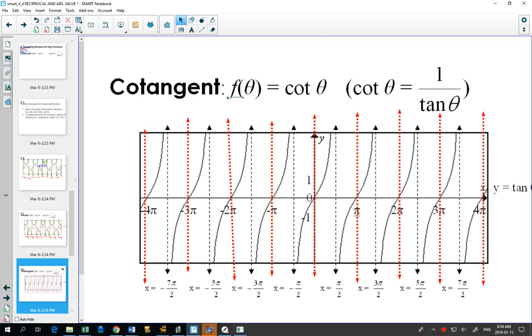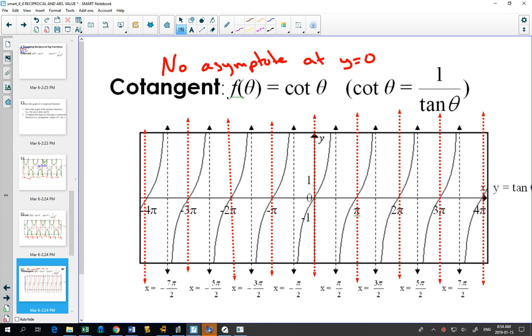And counter to your intuition, because the tan graph goes up forever, it should be that there's an asymptote at y equals 0. Okay? This is a special case, no asymptote at y equals 0. The reason for this is you know that cotangent is 1 over tangent, and that cotangent is also what over what? Cos over sine.